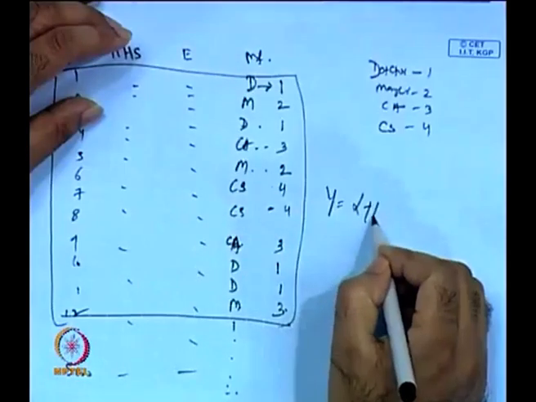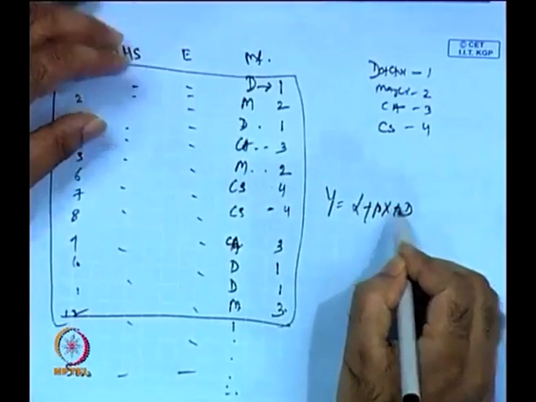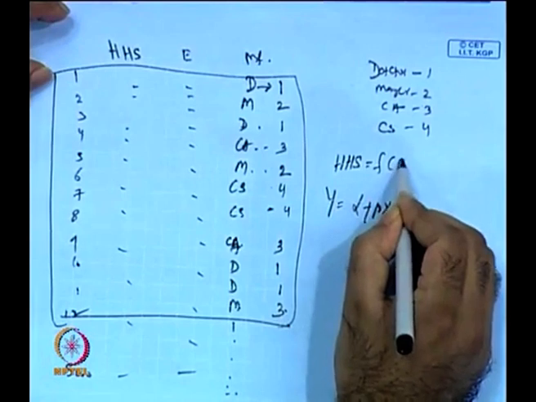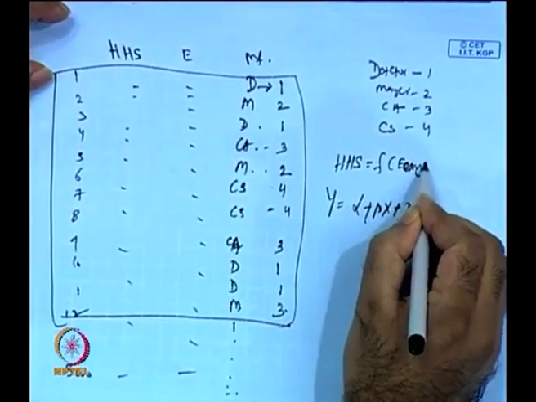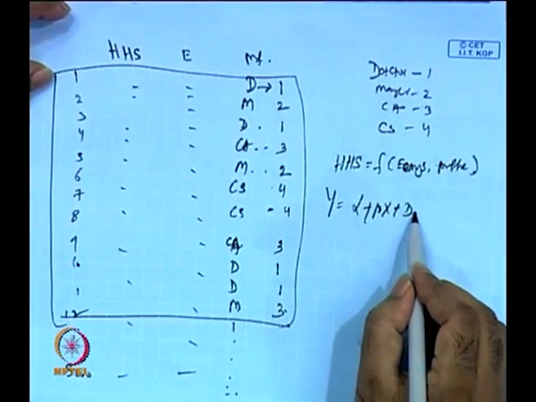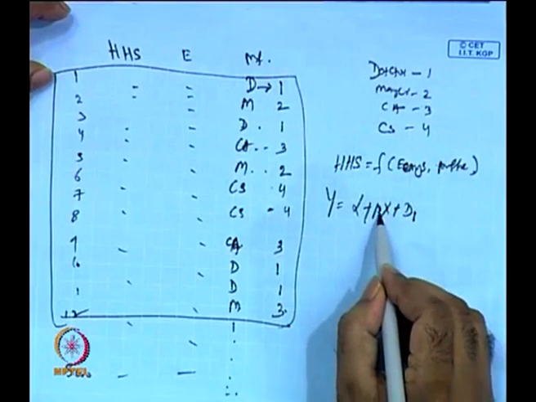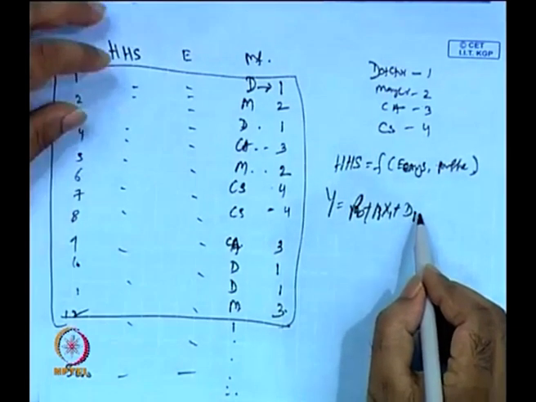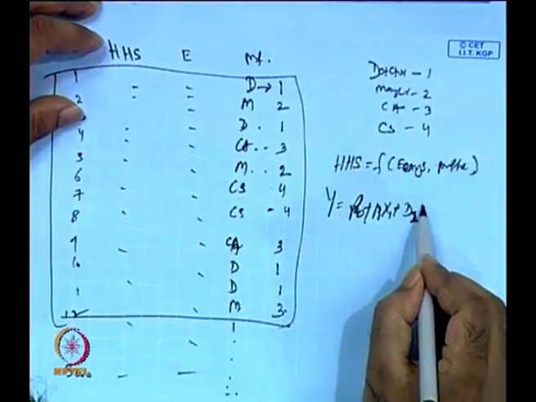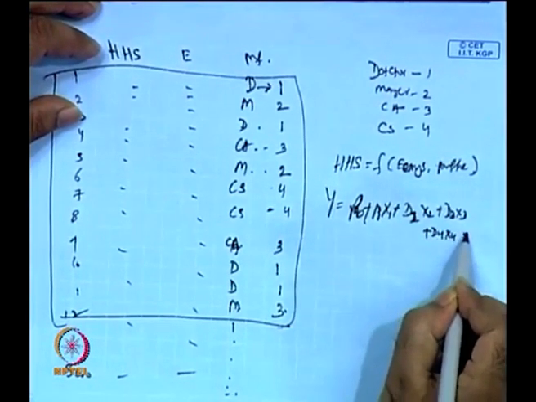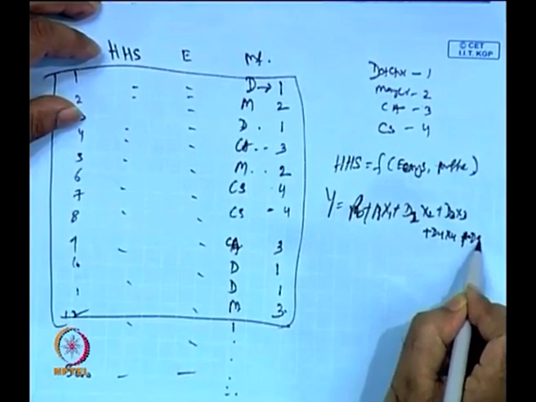So y equal to simply alpha plus beta x, plus forget about other domain. Now here I am just regressing household saving as a function of earnings, plus profession only, keeping other things constant. So now this is beta 1 x1, this is beta 0, then d1, put here d2 x2 plus d3 x3 plus d4 x4 plus d5 x5.